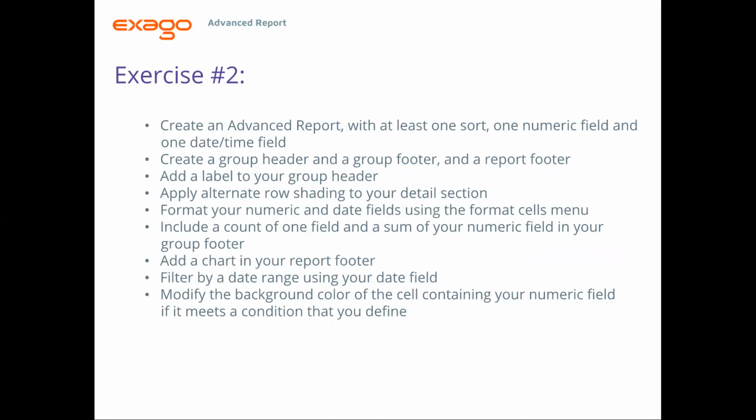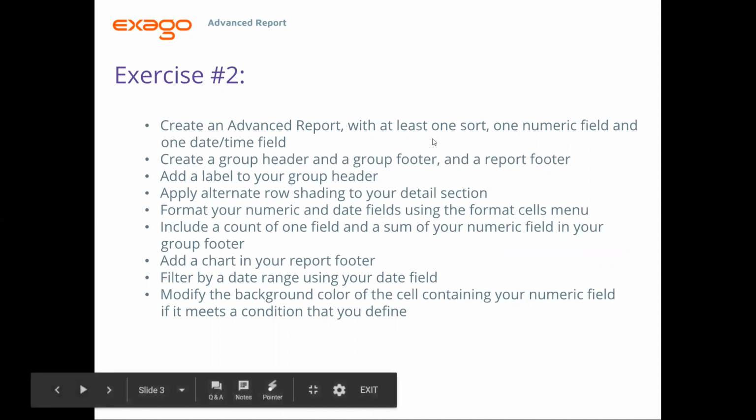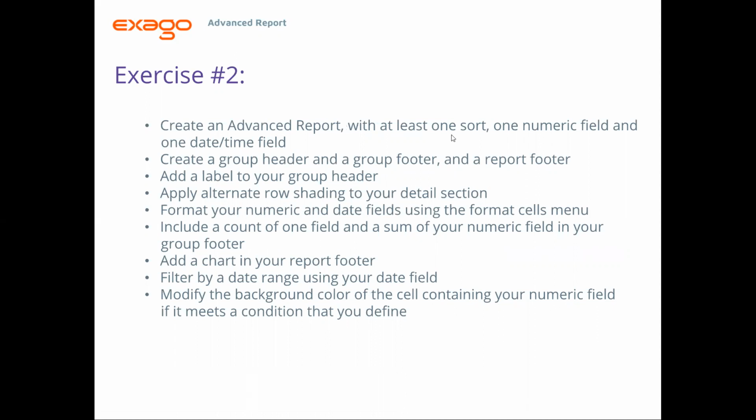Next, create a new advanced report. Be sure to sort on a field that you'd like to group by later, and additionally, include at least one numeric field and one date/time field. Add a group header and group footer on the field you've chosen to sort by, and add a report footer as well. Add a label to your group header. An easy choice here is to use the field you're grouping on as the label.